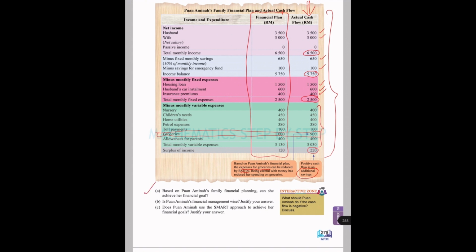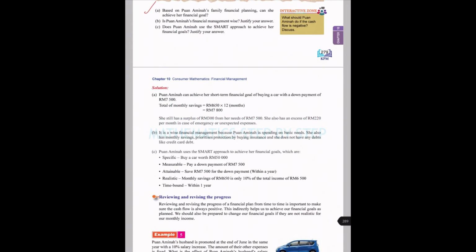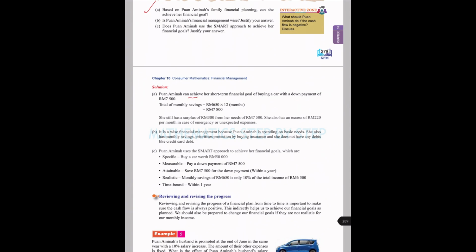Based on Puan Aminah's family financial planning, can she achieve her financial goal? Puan Aminah can achieve her short-term financial goal of buying a car with a down payment of 7,500. Okay, because her total monthly savings is 650 times 12, so there is 7,800. She still has a surplus of 300 from her needs of 7,500. Okay, she also has an excess of 220 per month in case of emergency or unexpected expenses.